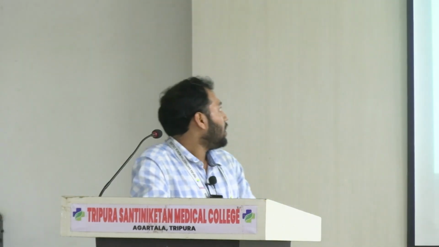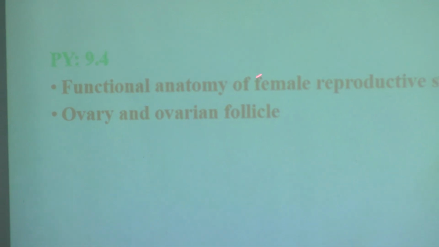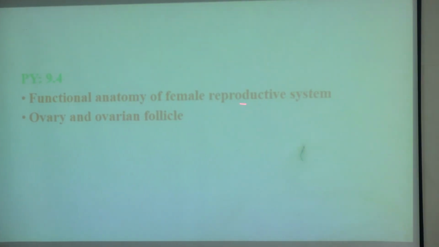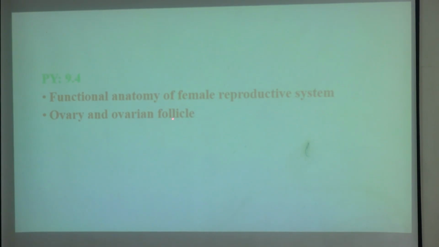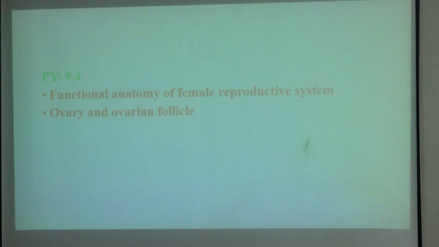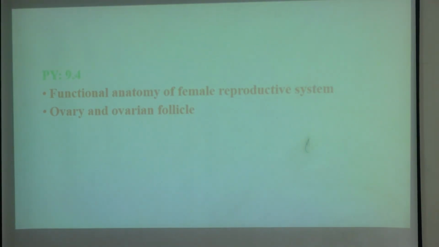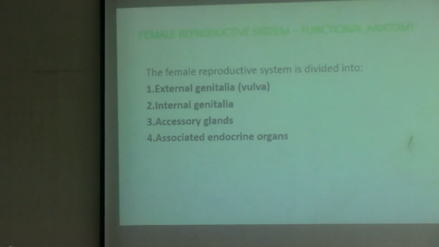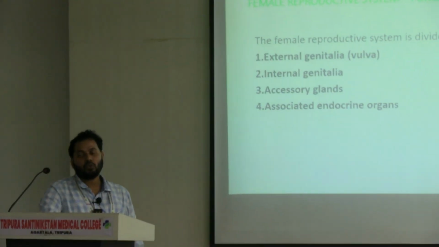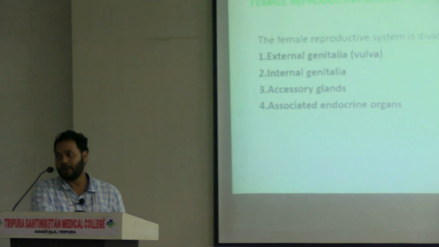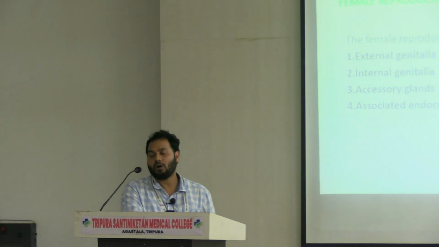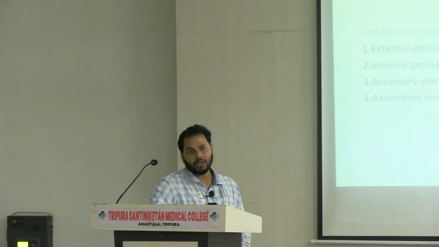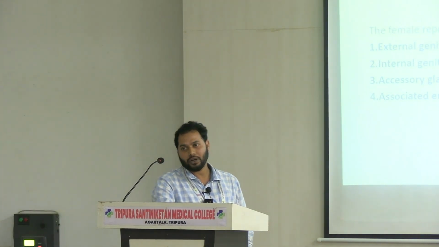So here you can see the two most important parts that I am going to discuss. One is the functional anatomy of the female reproductive system, and another one is a little about the ovarian follicle. If you see the structural part of the female reproductive system, it is mainly composed of 4 different parts. So what are these 4 different structural parts? And are all those 4 structural parts equally important from a reproductive point of view?